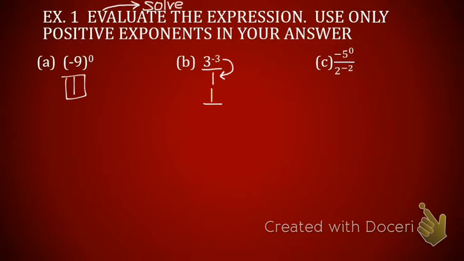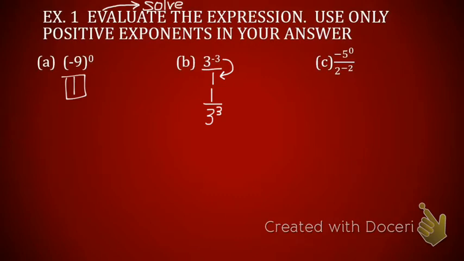Very good. Now, when we move 3 to the negative third down into the denominator, what does it become? Give me exactly what I should write down on my paper. Exactly what it becomes. 3 to the positive third power. 3 to the third. 3 cubed. So notice, the base does not change. The only thing changing is the sign of the exponent. So by moving it down, I've changed it to 3 to the power of 3.